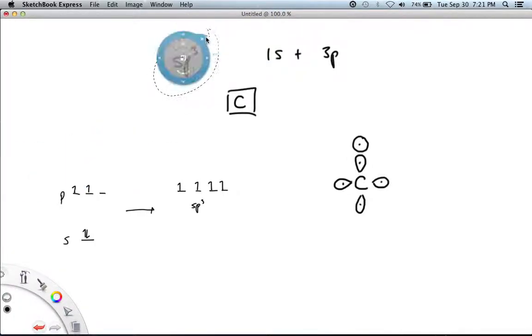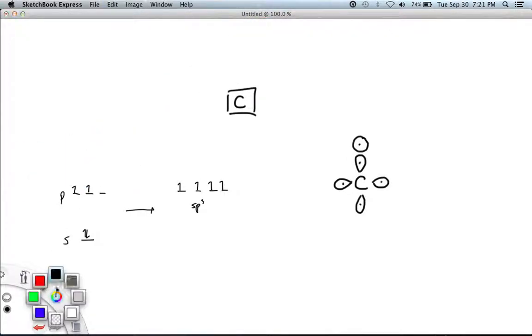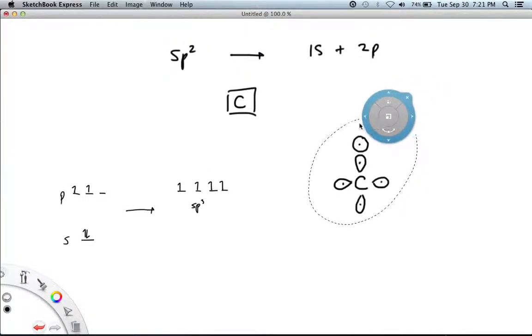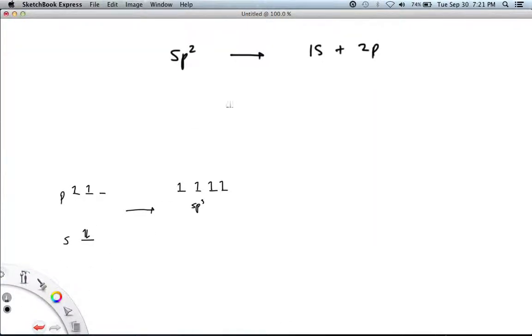Let's see, what happens if we switch to an sp2? I know this is self-explanatory, I'm just doing this out of habit. And then we have 2 p orbitals. So let's see what switches here. If we were to look at that, we could talk about a carbon-carbon double bond or a carbon-oxygen double bond. So what's the difference here? So this is an sp2.